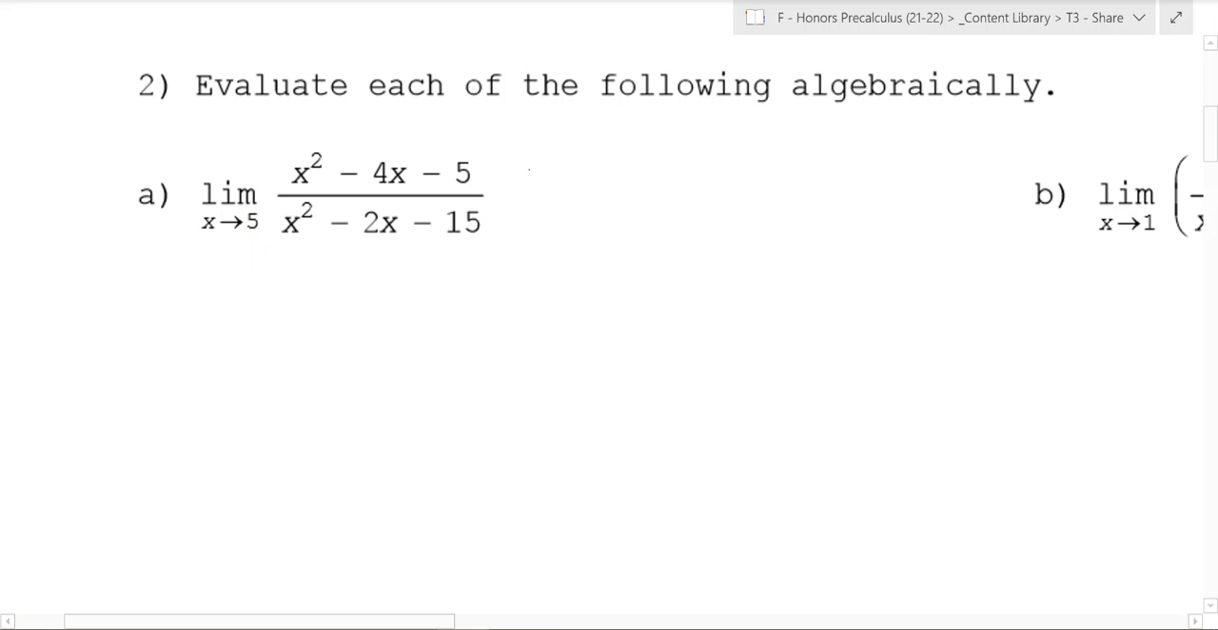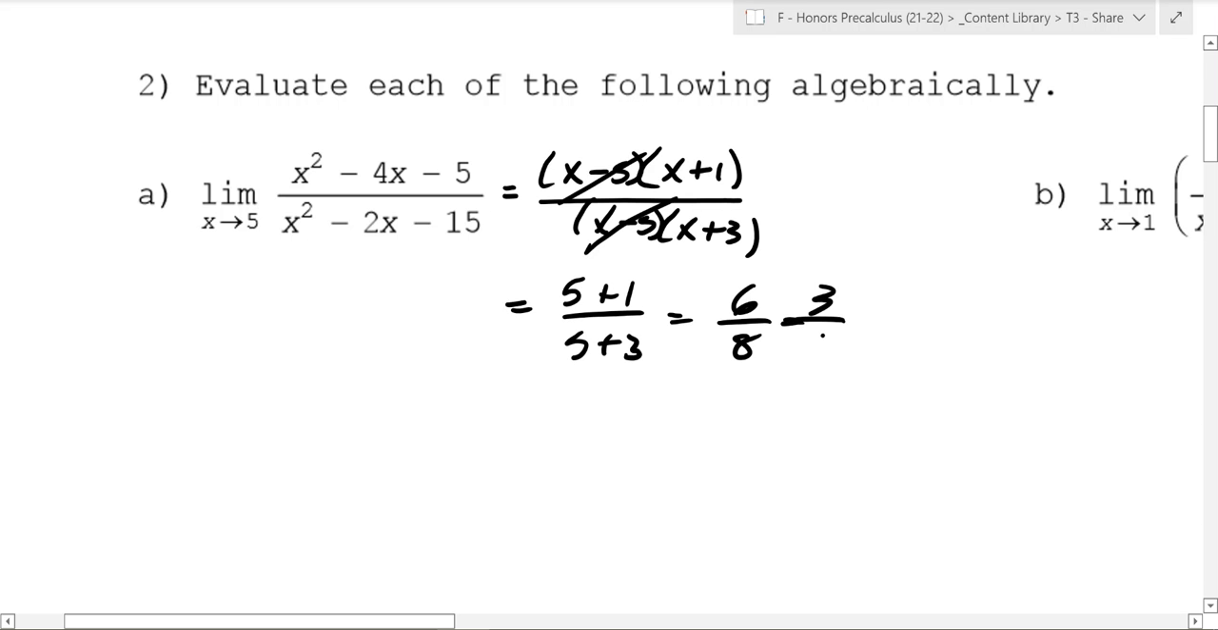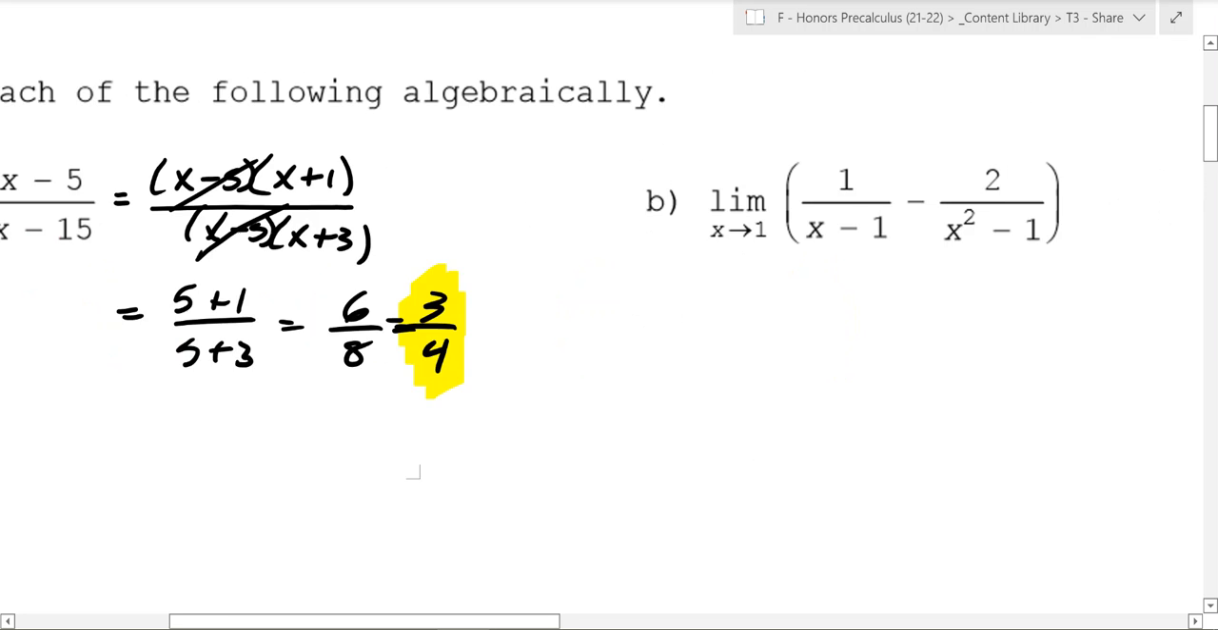The first thing you check is, can you factor this? And you actually can. This turns into x minus 5 over x plus 1 over x minus 5 times x plus 3. What's really cool here is that the x minus 5's cancel. So now can you plug in 5? You get 5 plus 1 over 5 plus 3 is 6 over 8, which is just 3 over 4, which is pretty cool. So the limit here is just 3 over 4. We say that this limit is 3 over 4, and that's because we factored and canceled. We effectively filled the hole here. Works super well.